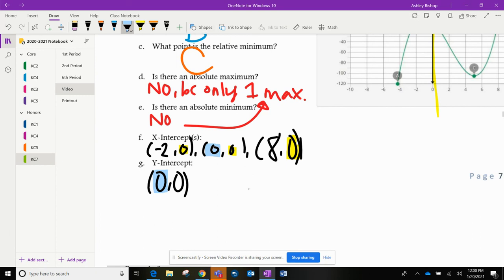All right, I have one more example where we will see more than one maximum and minimum. So watch the next video for that on the next page.